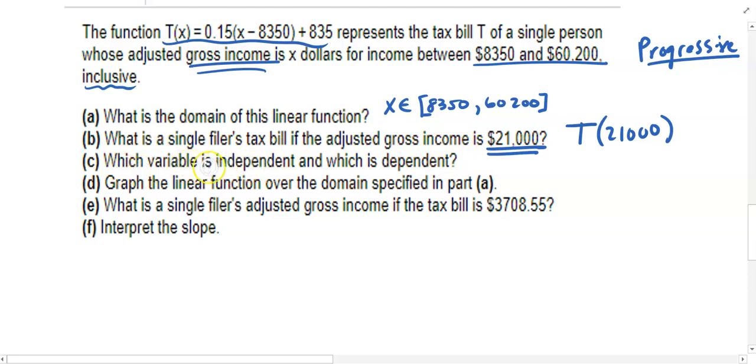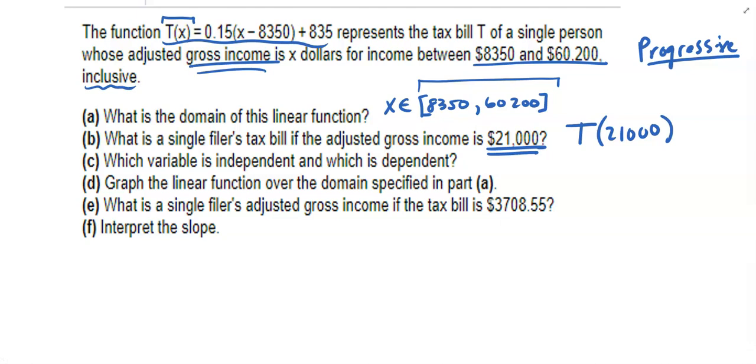Question C, asking about the variables that are independent versus dependent. Well, we generally treat our x values as the independent variable, and so this question is asking, what do these x values represent? And therefore, our dependent variable would be the y result, or in this case, the T variable. So I'll let you think about that and provide that answer as necessary.